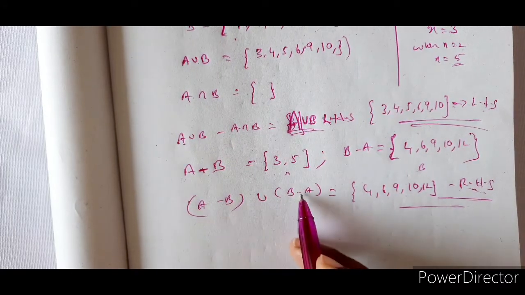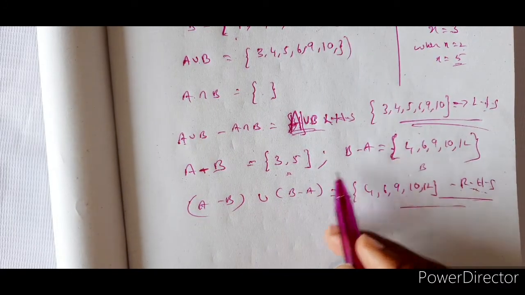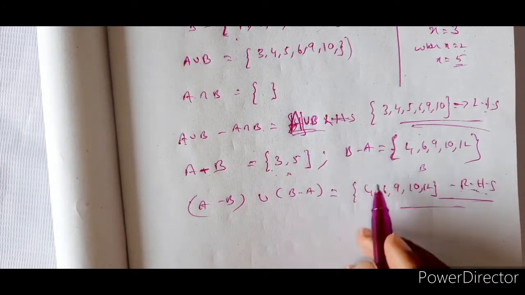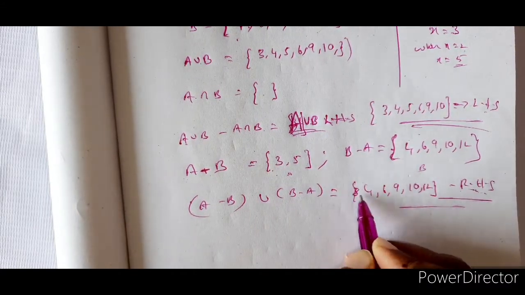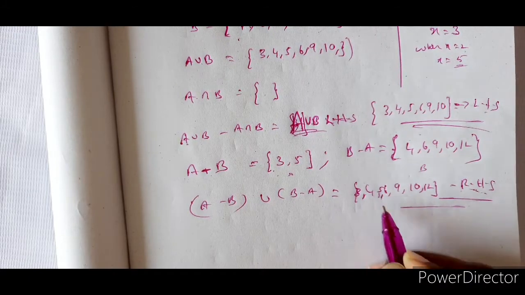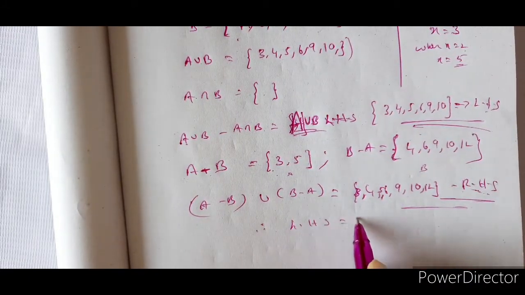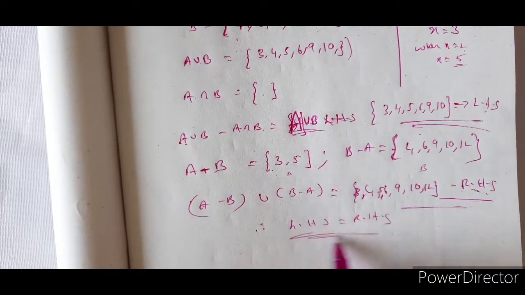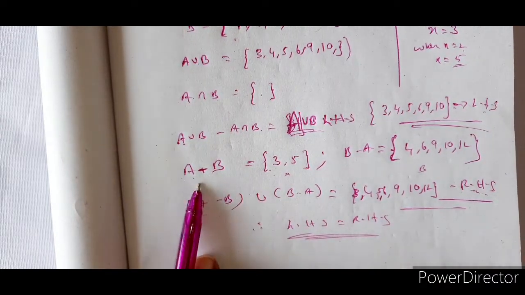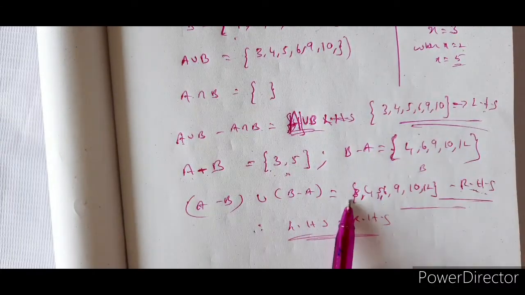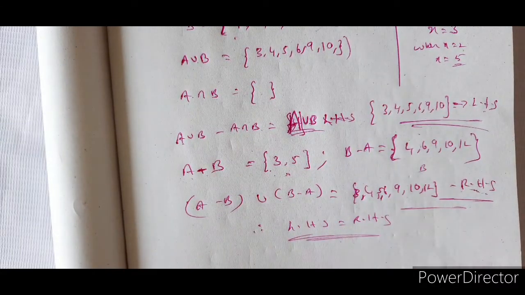So now from LHS and RHS you can see that these two are the same. The union of A minus B and B minus A: where is 3 missing? 3 and 5, 3, 4, 5, 6. So therefore LHS is equal to RHS. A minus B is this one, union of this one, B minus A, so the complete combination of both. Note it down.